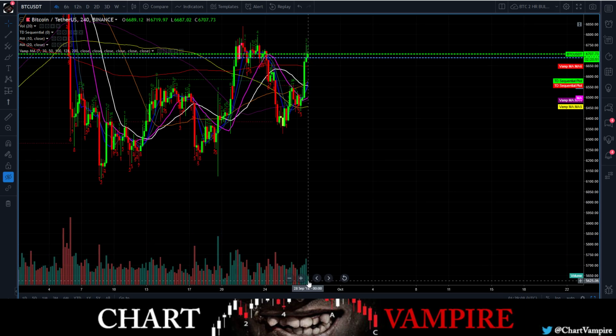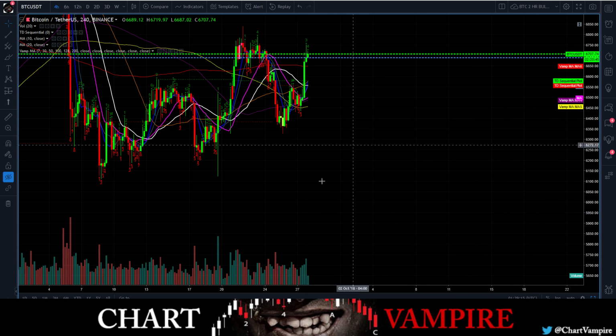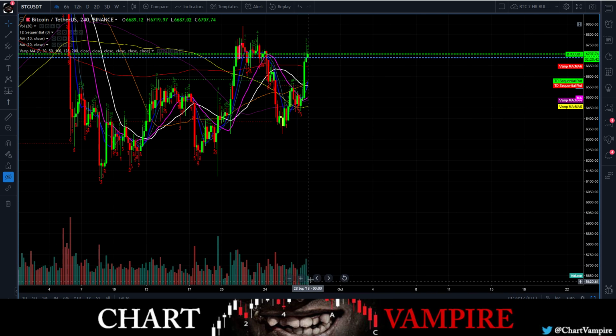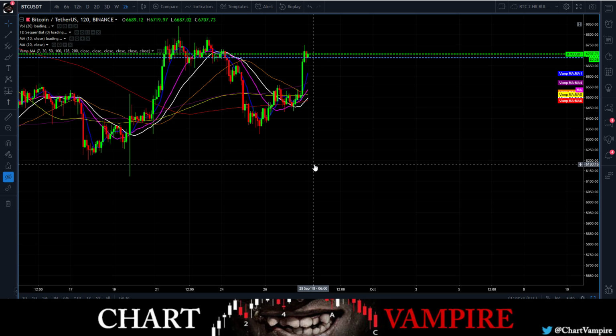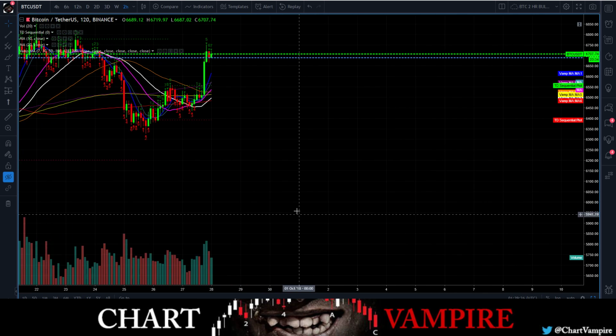Now we've posted up another candle. Look at that. So this last three had really good volume on it. We're halfway through this candle right here. We're not getting much room. We're not getting much volume. That's on the 4-hour. Let's break this down to 2 hours.